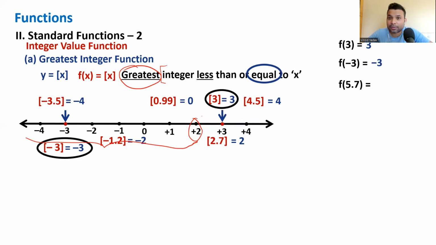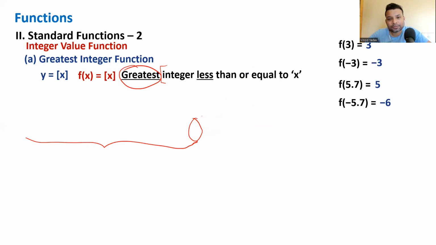f of 5.7. Visualize, come on, quickly. Left of 5.7. Yes, it is 5. Now -5.7. Left of -5.7, the first integer is -6. Okay. Great.